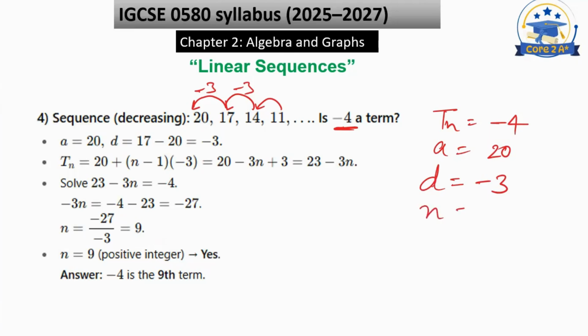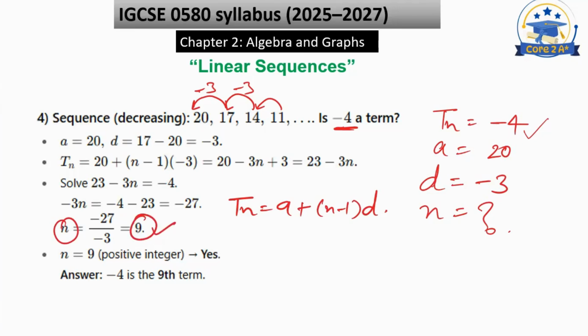And what is the position of negative 4? We need to find it. So we need to put it in Tn equals A plus (n minus 1) into D. Just put the values and you will get n equals 9. Yes, this is a proper number. There is no decimal. It means this is a positive integer. So yes, minus 4 will lie in this particular sequence.